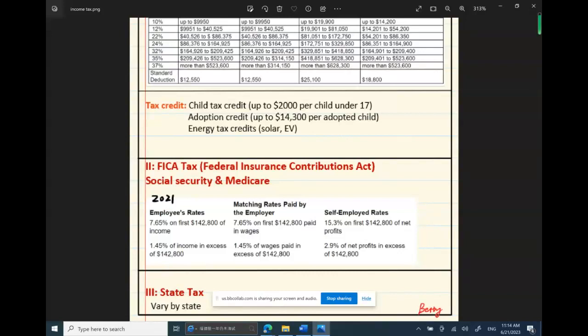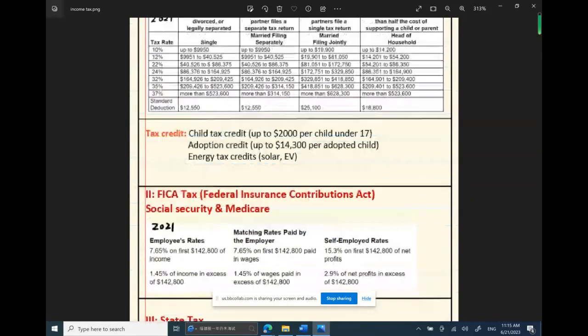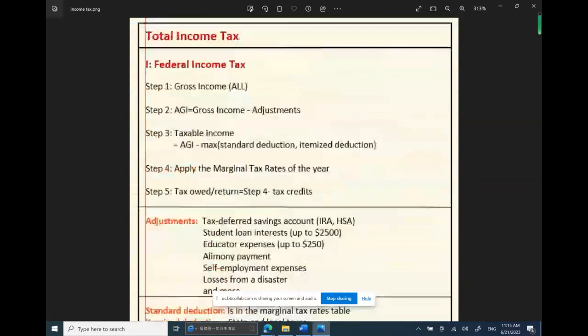State income tax. There are a few states where residents do not pay state income tax, for example, Florida, Nevada, Washington, and Alaska. The majority of the states in America have state tax. Oklahoma does have income tax.